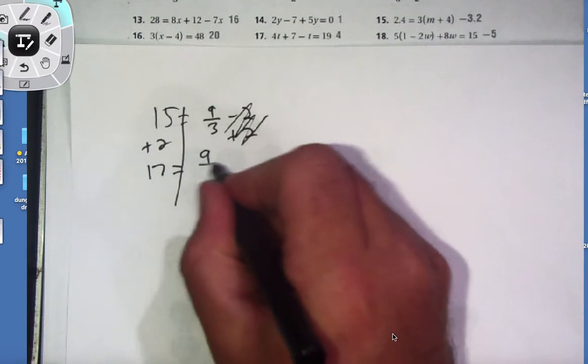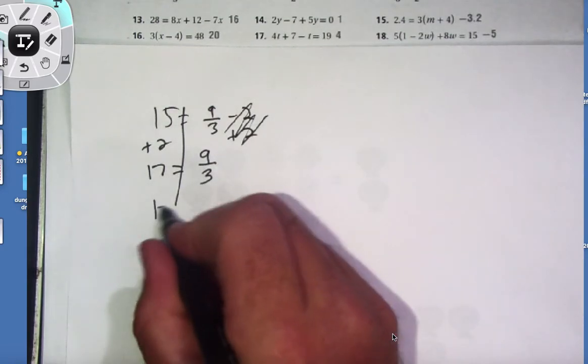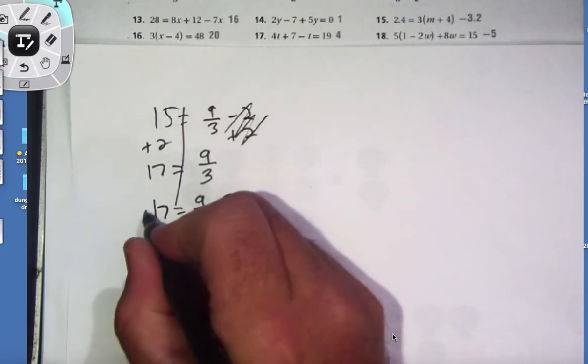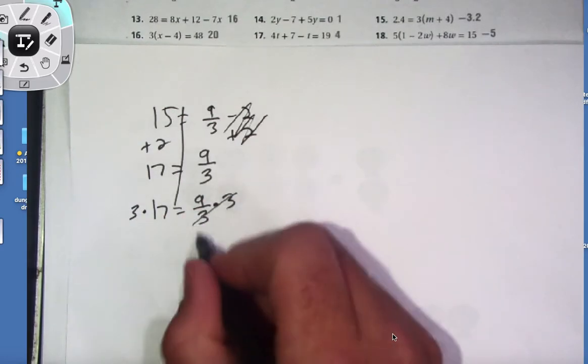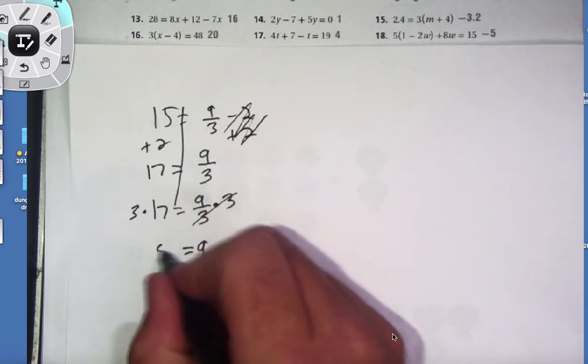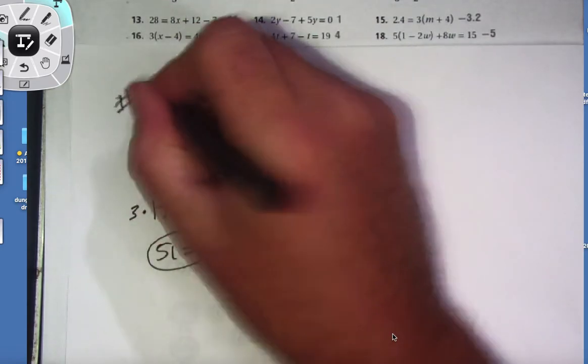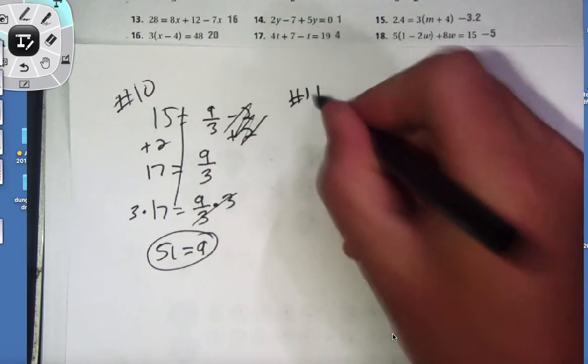Then we get a over 3 equals 17. And then to undo this divide by 3, I'm going to multiply both sides by 3. So I get a equals 51, and that is number 10, sorry. Number 11, maybe we can put it right next to it.